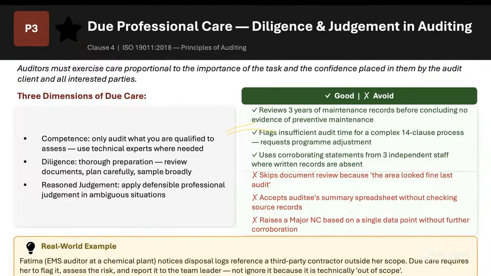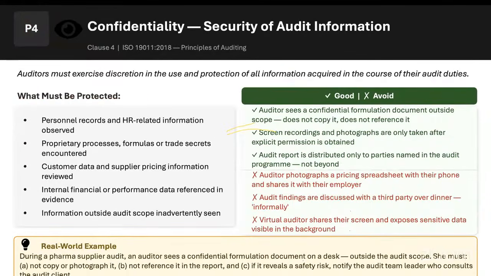So it is expected that you flag it, you assess the risk, and then you report it to your team lead. And then when you assess the risk, you discover that, oh, this risk is critical, the business can now decide to say, oh, please include it in your scope. Or, oh, we are going to have an entire audit that you people will now have to evaluate this particular risk for us. So we move on to confidentiality.